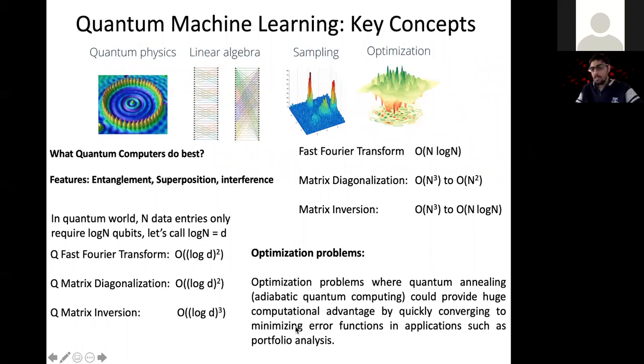Optimization problems also, quantum computers are very efficient. For example, I talked about D-Wave, which has 2000 qubits. So you can actually program D-Wave machines to do certain optimization problems very, very efficiently on those quantum machines.